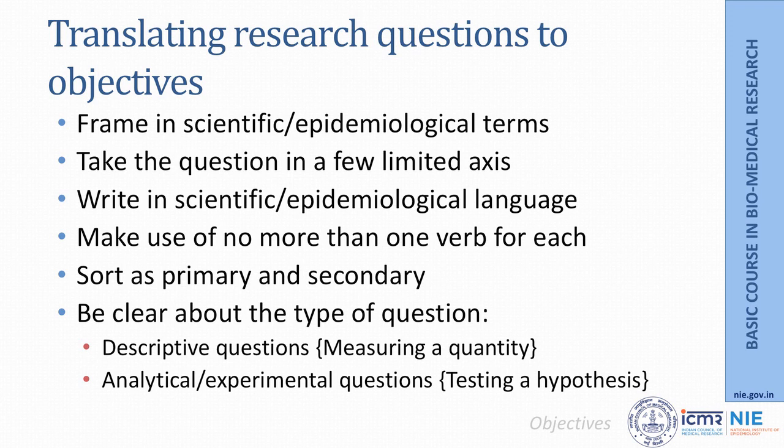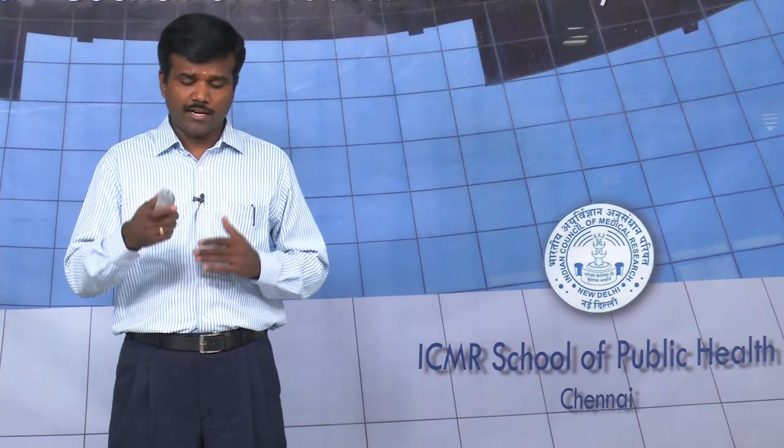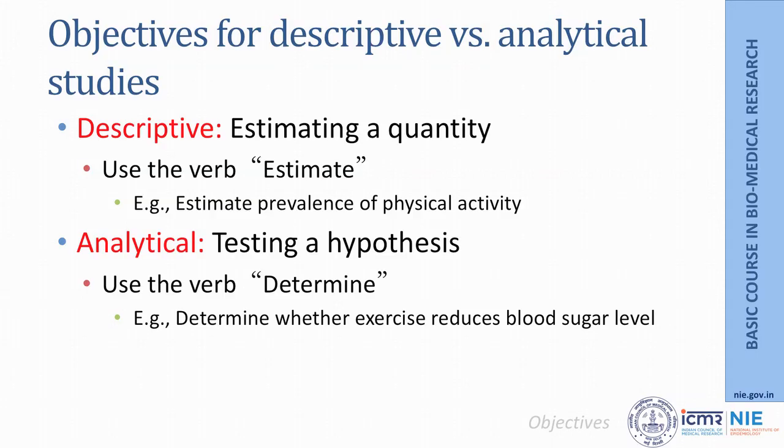It should ideally make use of no more than one operational verb for each of those questions. It is ideal to sort them out as a primary objective and secondary objective, and the statement of objective should be very clear about what research question it is trying to answer. Is it a descriptive question or an analytical or experimental question? So it should clearly spell out whether we are answering a descriptive or analytical question. An objective, based on this understanding, is stated as a descriptive objective or analytical objective.